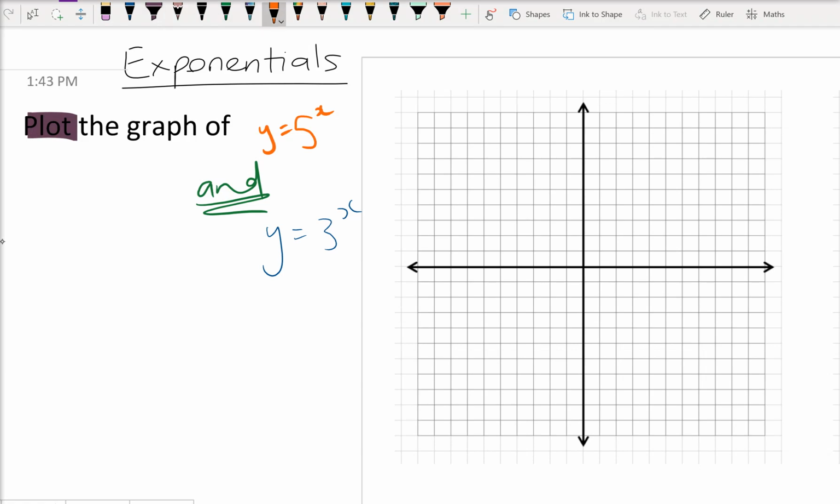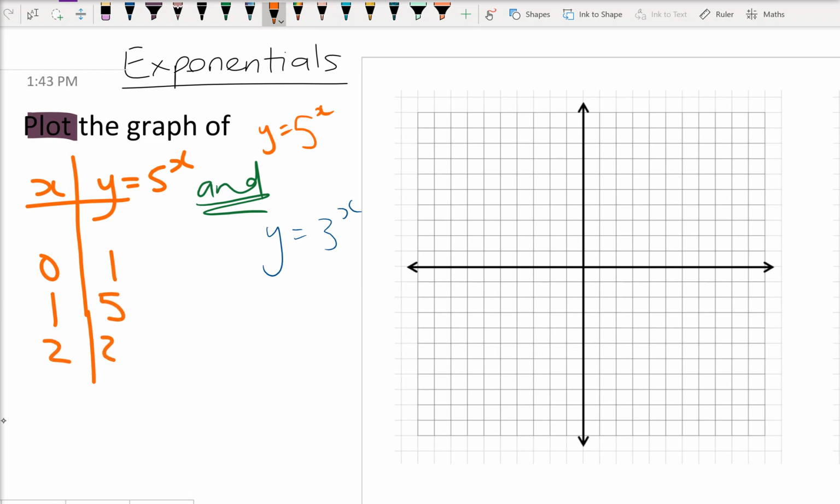Draw a table. Okay, so here for x, y, when y is equal to 5 to the power of x. When x equals 0, what is 5 to the power of x? 1. Good. When x is 1, 5 to the power of 1 is 5. When x is 2, that's 25. And that's just going to get bigger and bigger and bigger, eh? I'm not going to plot 225, am I?